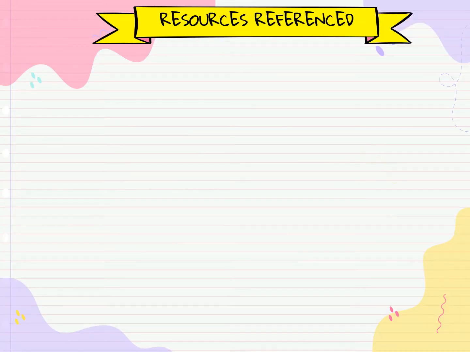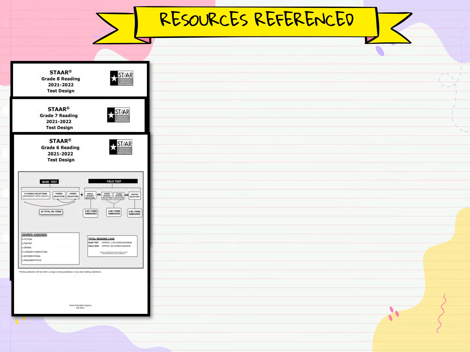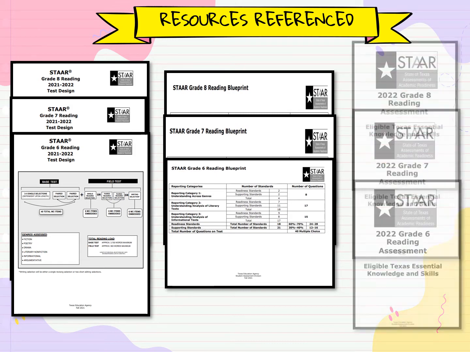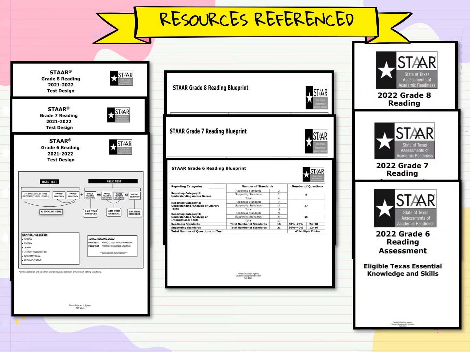I wanted to first share with you the resources that I referenced. Everything that you will be seeing today all comes directly from TEA. So what documents did TEA recently release that will help us know more about the Spring 2022 reading test? The first one is the test design, and there is one per grade level. The second document is the blueprint, also one per grade level. And last but not least, the star of the show, the Assessed Curriculum Guide, also by grade level.